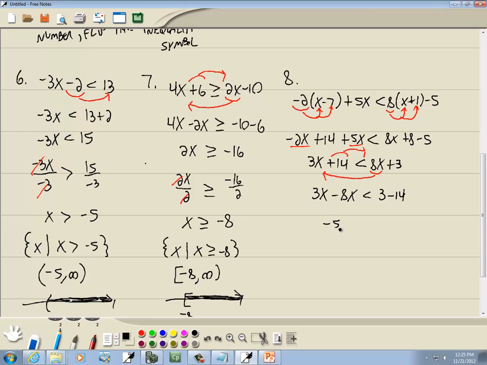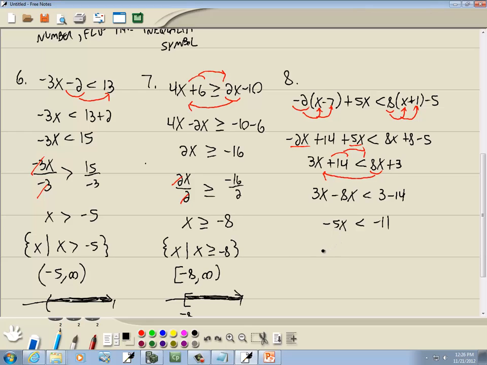That gives us, combining like terms, 3x minus 8x is -5x. 3 minus 14 is -11. Let me double check myself here. Okay. It just seems like this should be a 10, but obviously I didn't design it to come out nice.